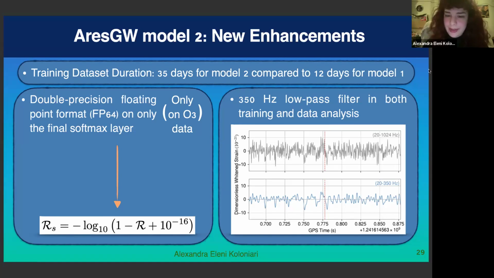Furthermore, we also used the 350 Hz low-pass filter in both training and data analysis, and we did that because we did want to remove the high-frequency noise. And that is also very apparent when you actually look at the figure here. You can see that in the upper panel, in which we didn't use that filter, there is plenty of high-frequency noise. And in fact, you can't really see where the signal is with the naked eye. However, when you remove that extra noise, you can actually see where the signal is with the naked eye. It's actually distinguishable. And in order for you to be able to visualize where the signal is better, we used this specific dashed red line to show where the merger time is for that specific signal.